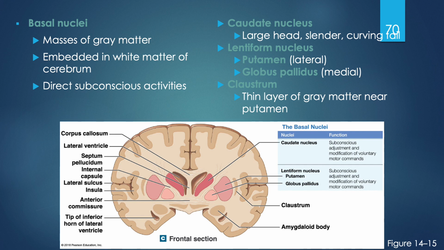You can see the pale pink is the globus pallidus because it's more globe-like, it's more round. And then the one that's more regularly shaped is the putamen. And both of these lentiform nuclei are responsible for subconscious adjustment and modification of our voluntary motor movements. We also have the claustrum. The claustrum is just this thin gray stripe that you can see that's just lateral to the putamen, and it's just an area of gray matter right next to the putamen.